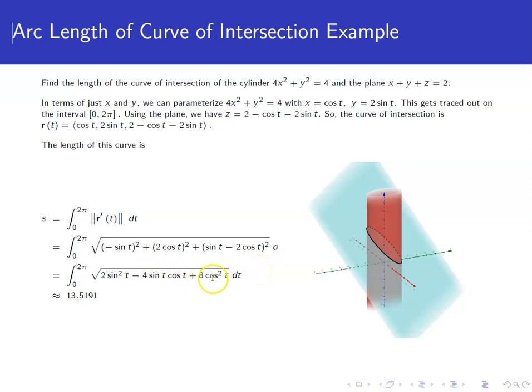We can square those things out and simplify to this, but this is not something that's easily integrated. So let's just approximate it using a graphing calculator, computer algebra system of your choice, whatever, and get approximately 13.5 as the length of this curve.